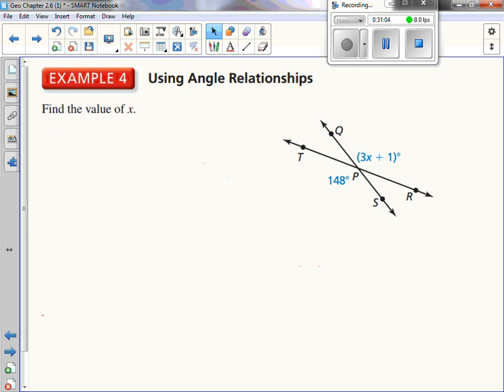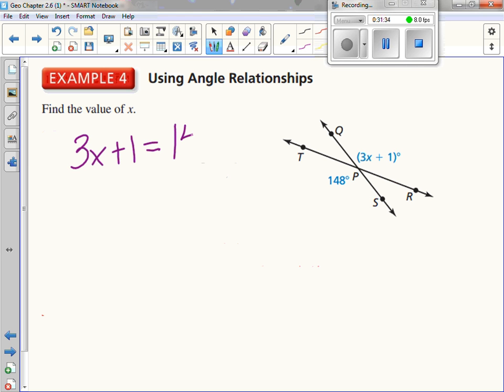So let's do this one here. Okay, so this one here is not actually asking for the value of this angle. What is it asking for? So I know that this angle is 148, and this here is 3x plus 1, yes? Are these two angles vertical angles? So that means they have the same measure. So what do we know that 3x plus 1 should equal? 148 degrees, yes? So now we can solve for the value of x.